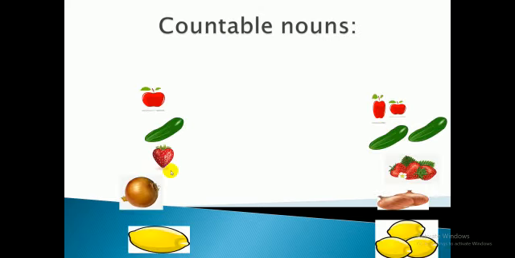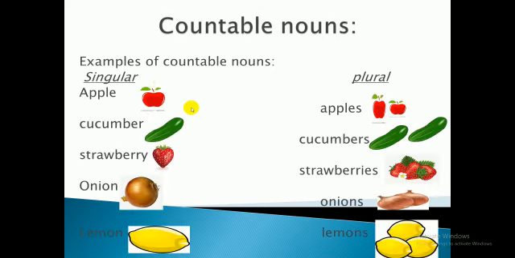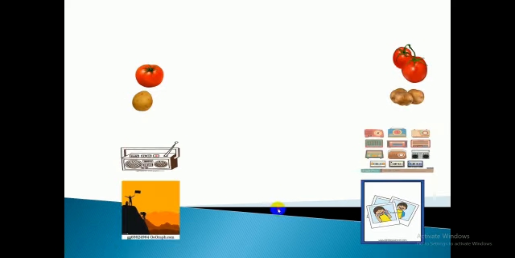Examples of countable nouns. Singular, we say apple. Plural, we say apples. Cucumber, yes, cucumbers. Strawberry, what do you say in plural? Strawberries. Onion, yes, one onion, two onions. Lemon, one lemon, two lemons in plural. Nice.